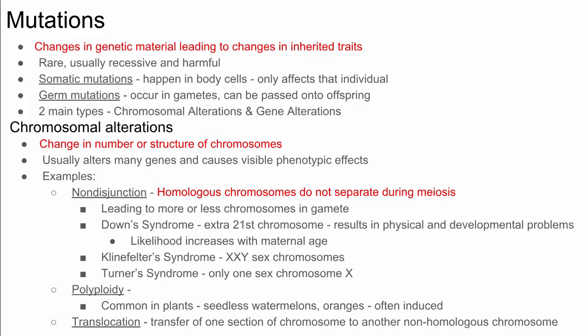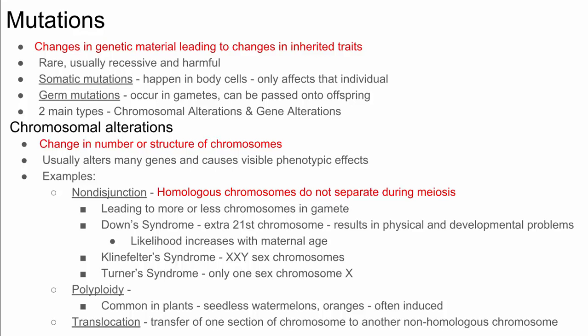So an example, the most common example of one of these chromosome mutations is Down syndrome. Down syndrome is caused by non-disjunction. And Down syndrome is when an individual has one extra 21st chromosome. So having one extra chromosome leads to, because chromosomes have many genes for many characteristics, having a whole extra chromosome ends up changing many things about an individual. So the collection of changes to an individual caused by that extra 21st chromosome are what we call Down syndrome.